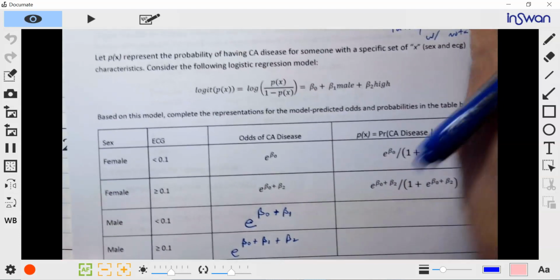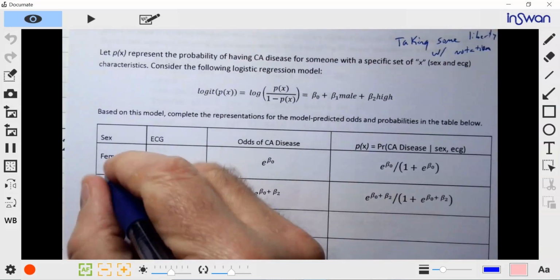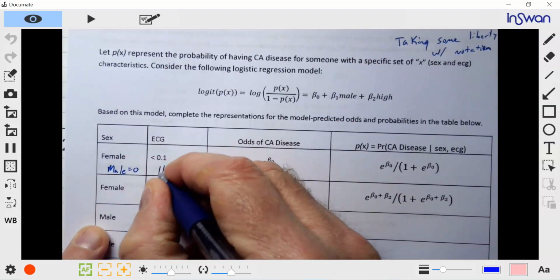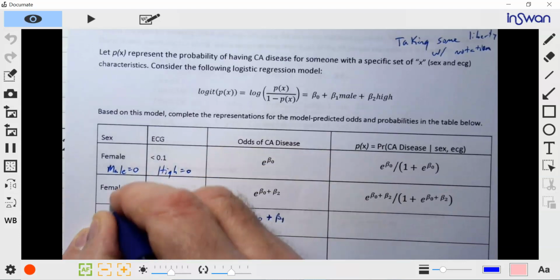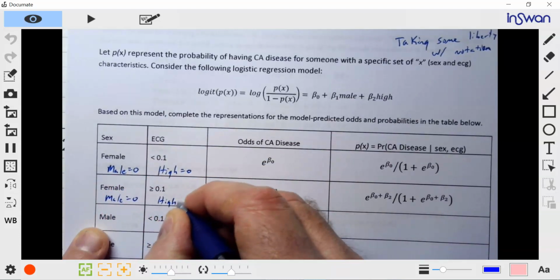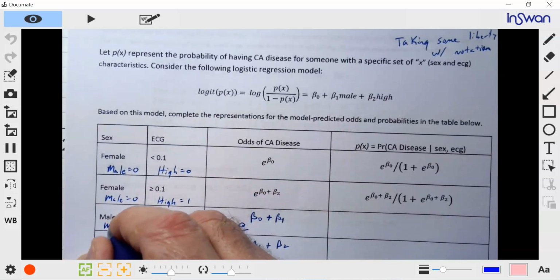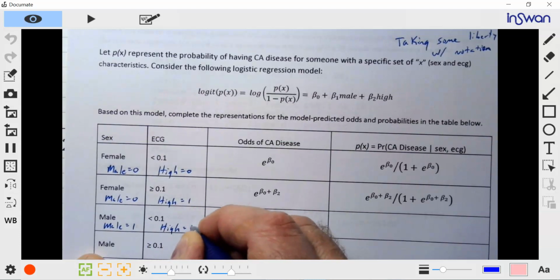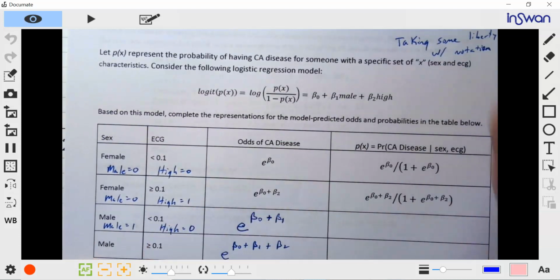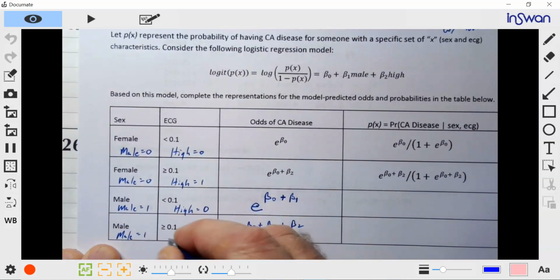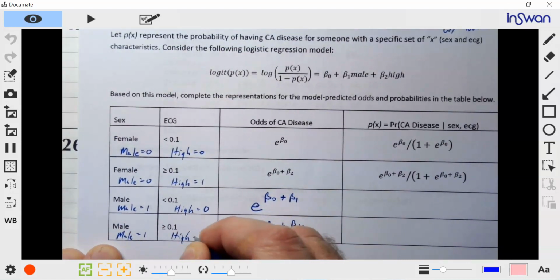So again, just to help you think through all this, here male is equal to 0, high is equal to 0; male is equal to 0, high is equal to 1; male is equal to 1, high is equal to 0 here because we have low ECG; and finally male is equal to 1, high is equal to 1.